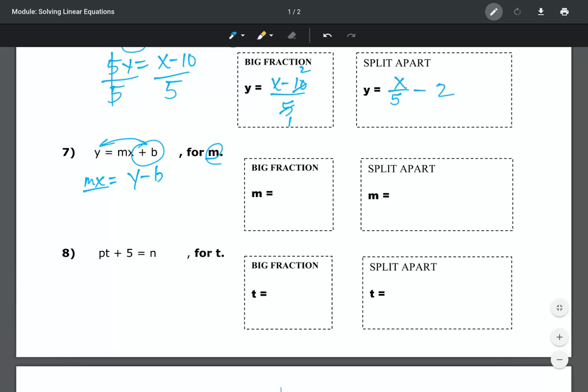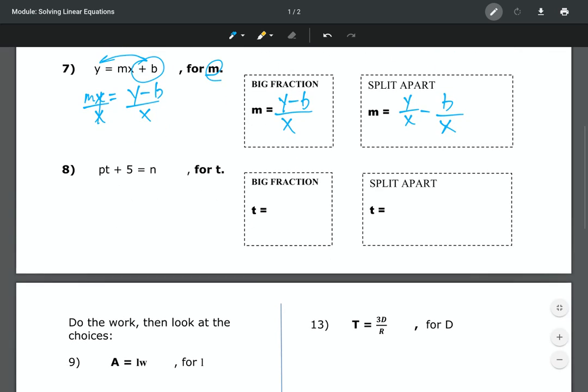Then I'm going to divide everything by x because, again, I'm solving for m. So the big fraction would be y minus b all over x. The split apart would be y over x minus b over x.